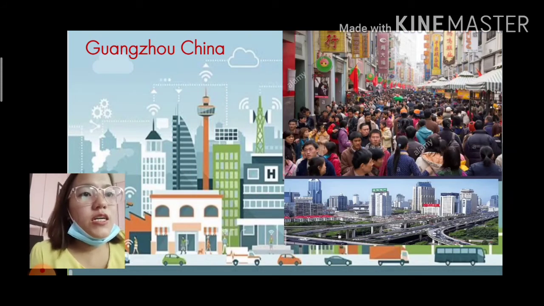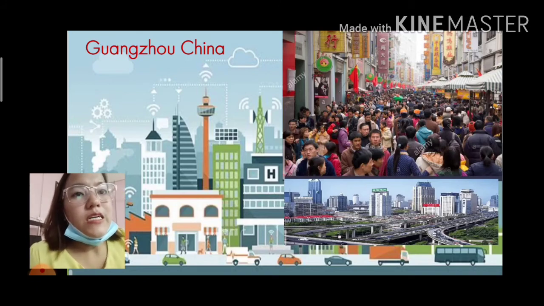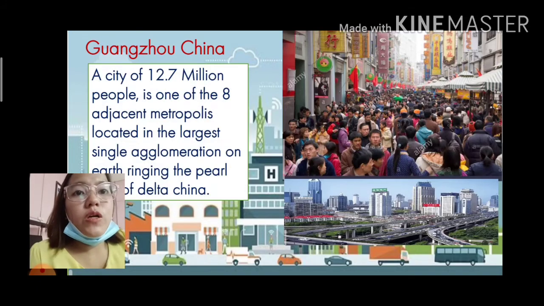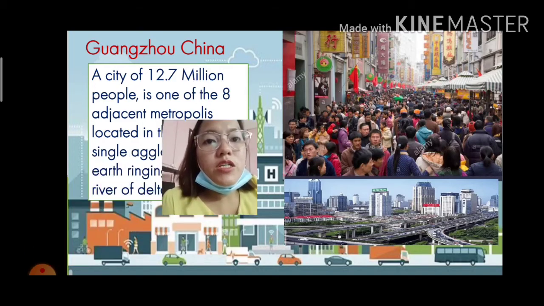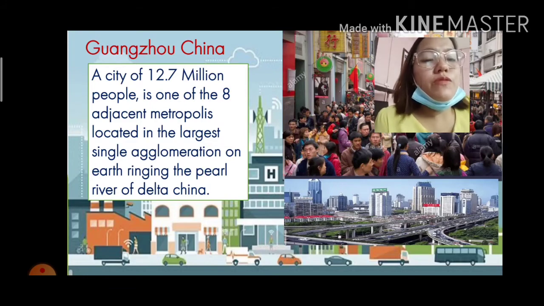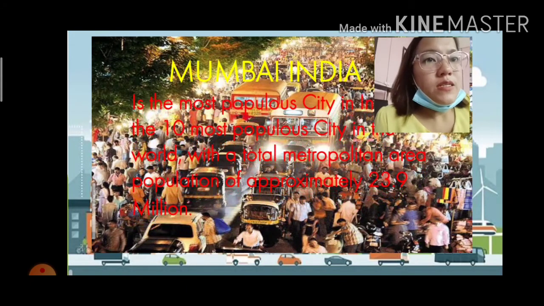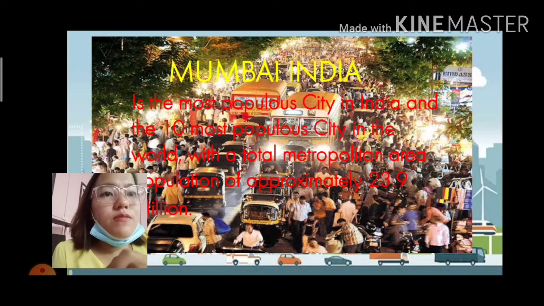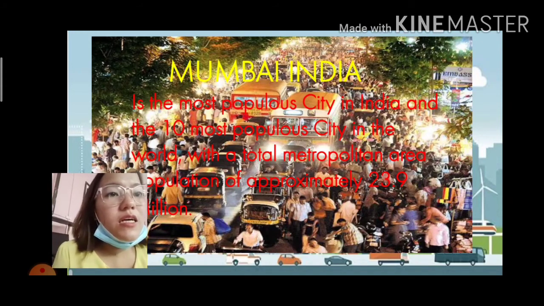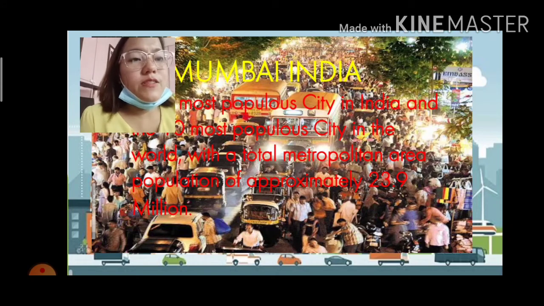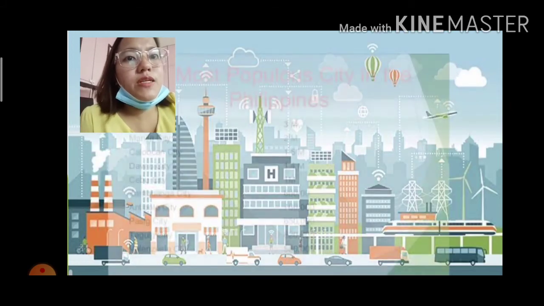Okay, so Guangzhou, China is one of the most populous cities in the world. A city of 12.7 million people, it is one of the 8 adjacent metropolises located in the largest single agglomeration on earth, ringing the Pearl River Delta, China. Next, we also have Mumbai, India, the most populous city in India and the 10th most populous city in the world, with a total metropolitan area population of approximately 23.9 million. So that's how Mumbai, India is very populous, with a lot of people living there.